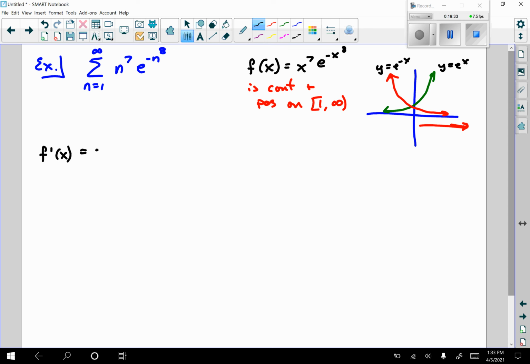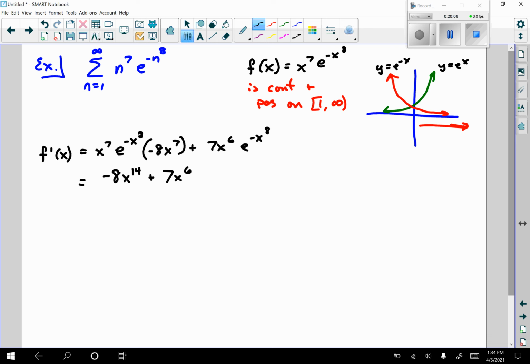So if I do u v prime, we're going to have x to the 7th times e to the negative x to the 8th times the derivative of that exponent, so negative 8x to the 7th. And then we have plus v u prime, so that's going to become 7x to the 6th when we take the derivative of the first part, times e to the negative x to the 8th. We want to clean this up. I'm going to multiply x to the 7th by negative 8x to the 7th, so that's negative 8x to the 14th. Over here, we're going to leave this alone.